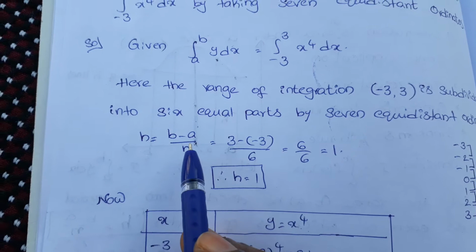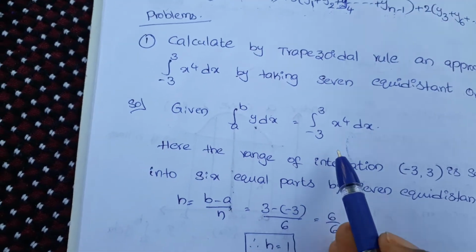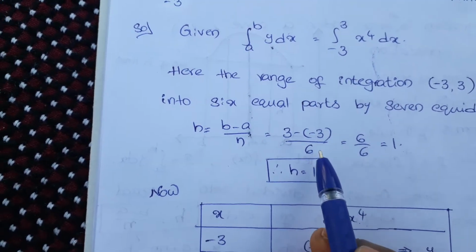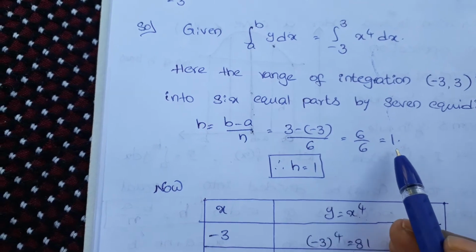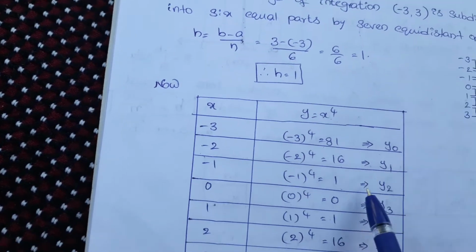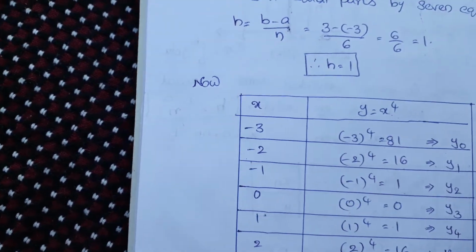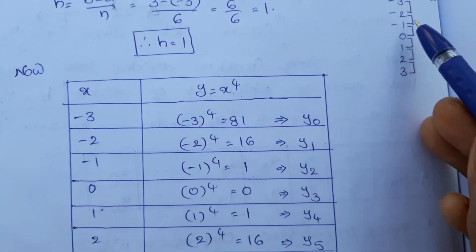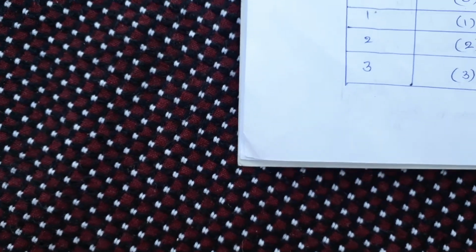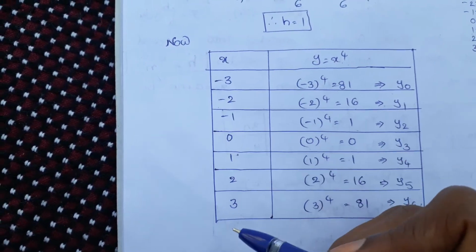h is equal to (b minus a) by n is the formula. Here b value is 3 and a value is minus 3, so 3 minus of minus 3 by 6, that is 6 by 6, the value is 1. Therefore h value is 1. Now the x values are minus 3, minus 2, minus 1, 0, 1, 2, 3, because of 6 equal parts.